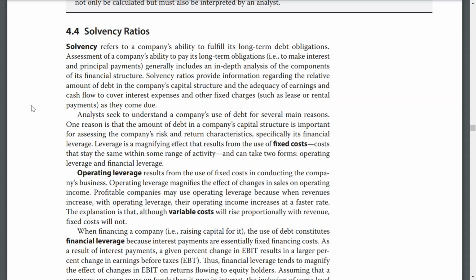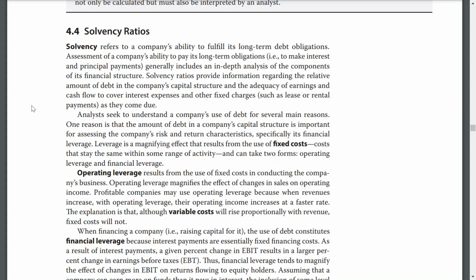As they come due, analysts seek to understand a company's use of debt for several main reasons. One reason is that the amount of debt in a company's capital structure is important for assessing a company's risk and return characteristics, specifically its financial leverage. Leverage is a magnifying effect that results from the use of fixed costs that stay the same within some range of activity, and can take two forms: operating leverage and financial leverage. Operating leverage results from the use of fixed costs in conducting the company's business.